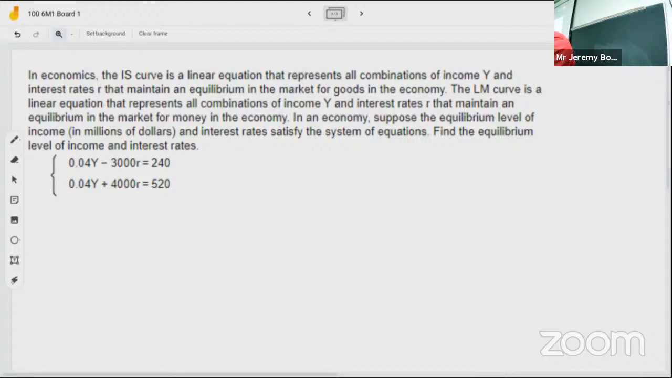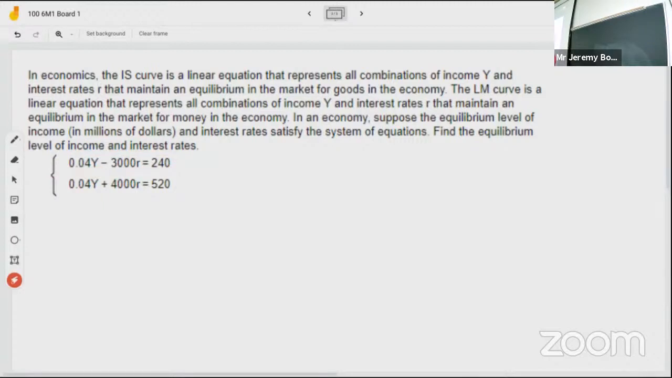In an economy, suppose the equilibrium level of income in millions of dollars and interest rates satisfy the system of equations, and this is the equation that they give us. So this is your y, your income. This is your r, your interest rate. I'm assuming this one is the IS curve, and this one is the LM, let's say.